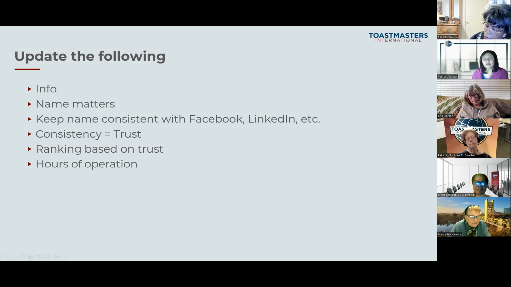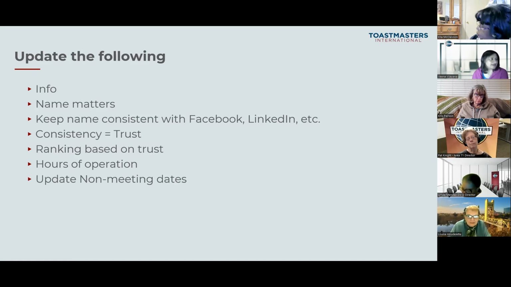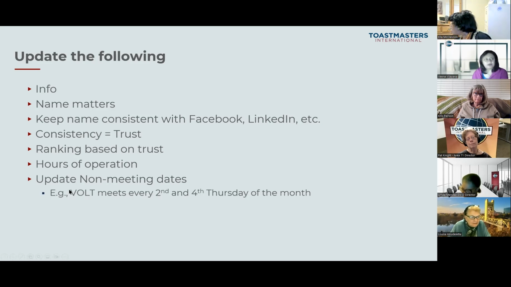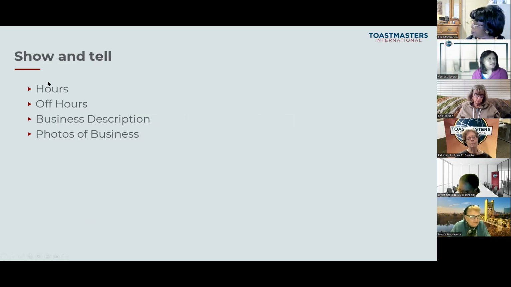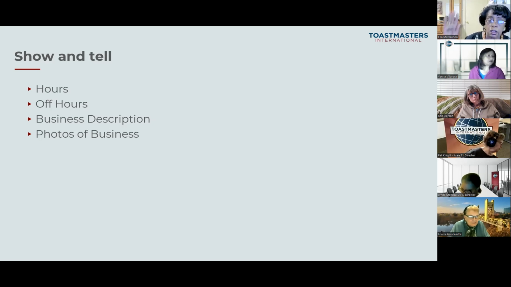Don't forget to put in the hours of operation, because if people show up when you're not open, people won't show up ever again. Make sure you update your non-meeting dates. Like I mentioned, 2nd and 4th Thursdays of the month, and enter the dates when they don't meet. I talked about the hours and off hours, the business description, how to add photos. Oh, I did not show you how to add photos, but essentially it's drag and drop or upload. It's the same thing you do with any other program. It's pretty straightforward.